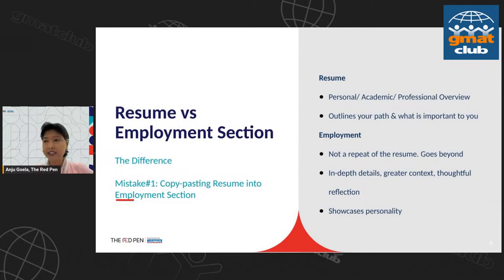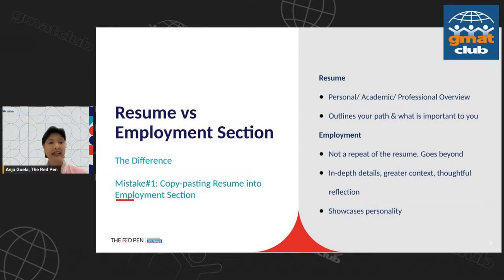The application form is also standardized across applicants. Now, what happens with the resume is that you are allowed to use your own template, but this application form is standardized, and the employment section within the application form then is also standardized across candidates. So that allows the admissions committee to easily compare candidates and evaluate them.